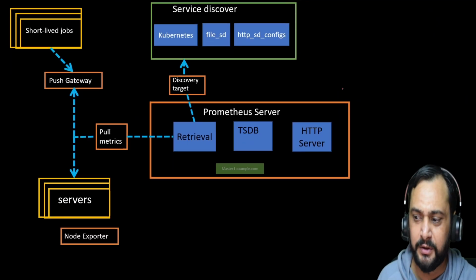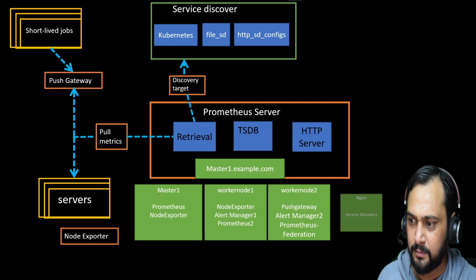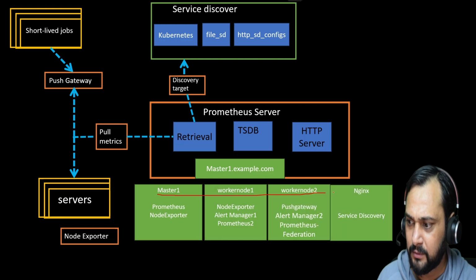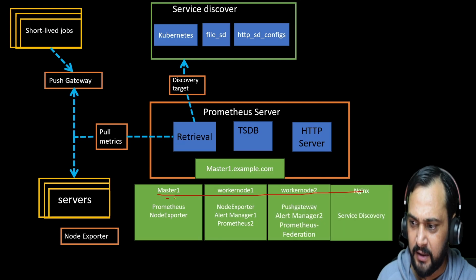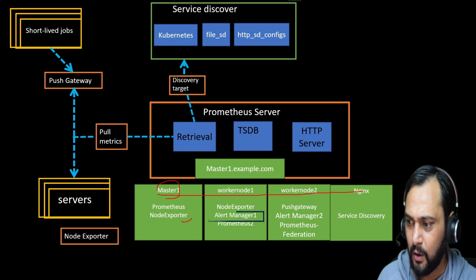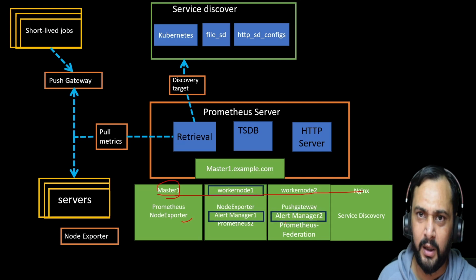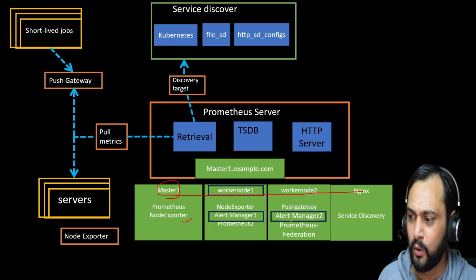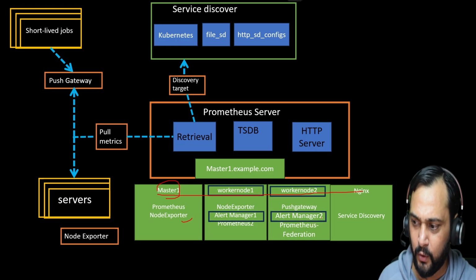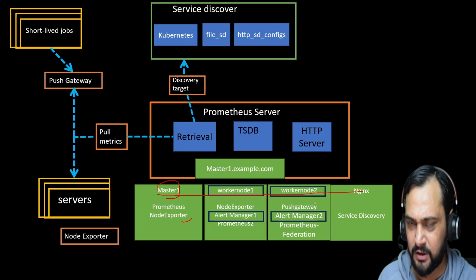Just for your information, I have four VMs, and on the first VM, master one, I have installed my Prometheus and Node exporter packages. And this alert manager we have installed on worker node 1. And then for the HA, I am going to configure this alert manager on worker node 2. Okay, fair enough. This is my lab. You should be aware of that.